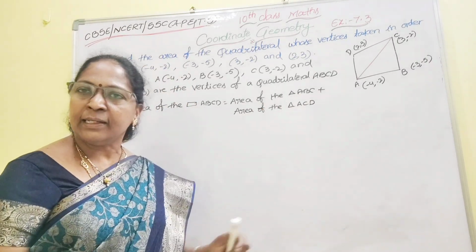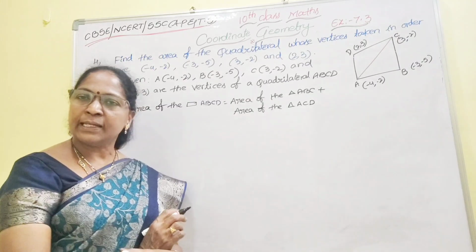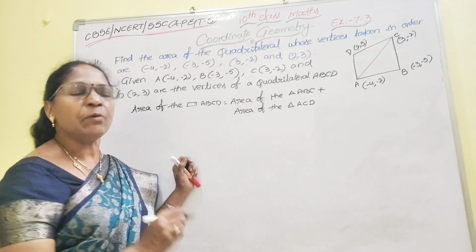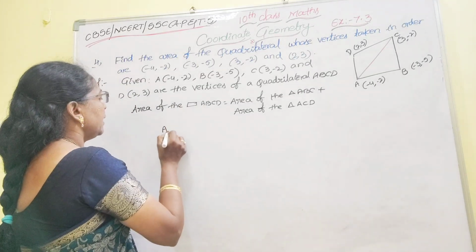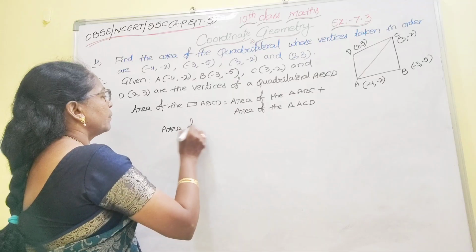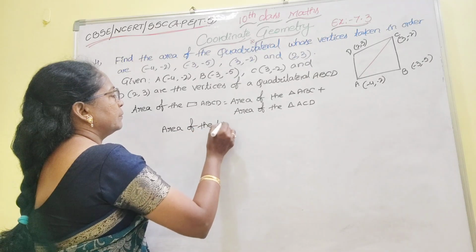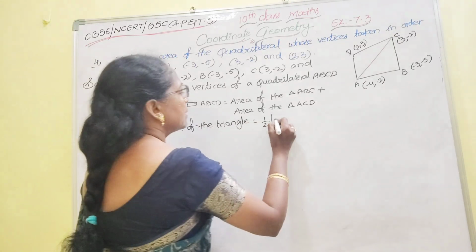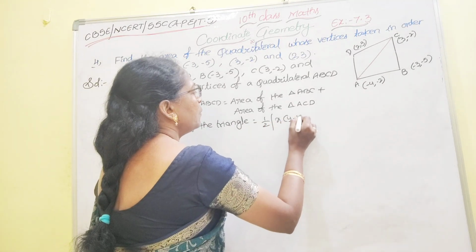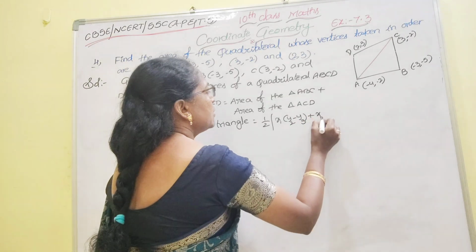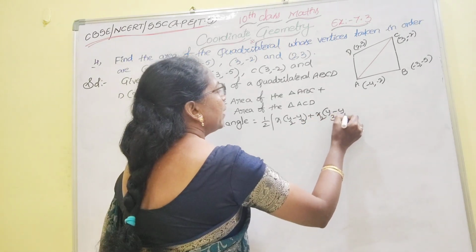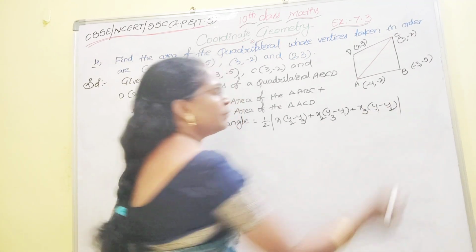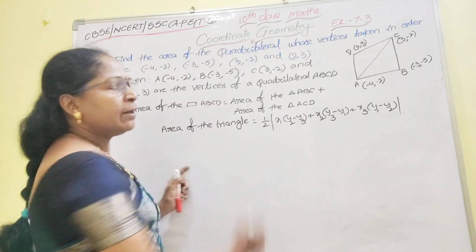So the area of the triangle equals, what's the formula? Half modulus of x1 into y2 minus y3, plus x2 into y3 minus y1, plus x3 into y1 minus y2. So first we have to write down the formula. This is the formula. Now one by one, the areas have to be found.